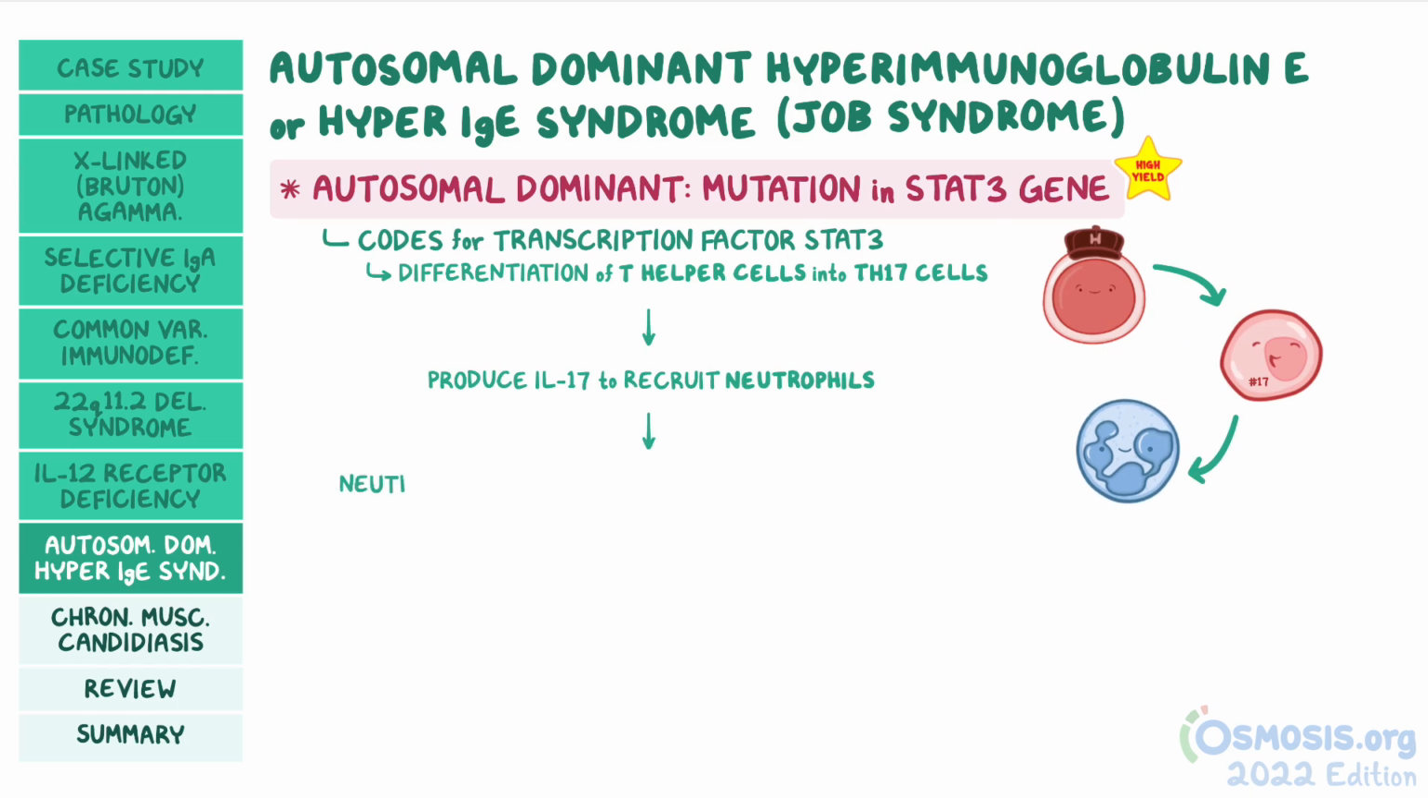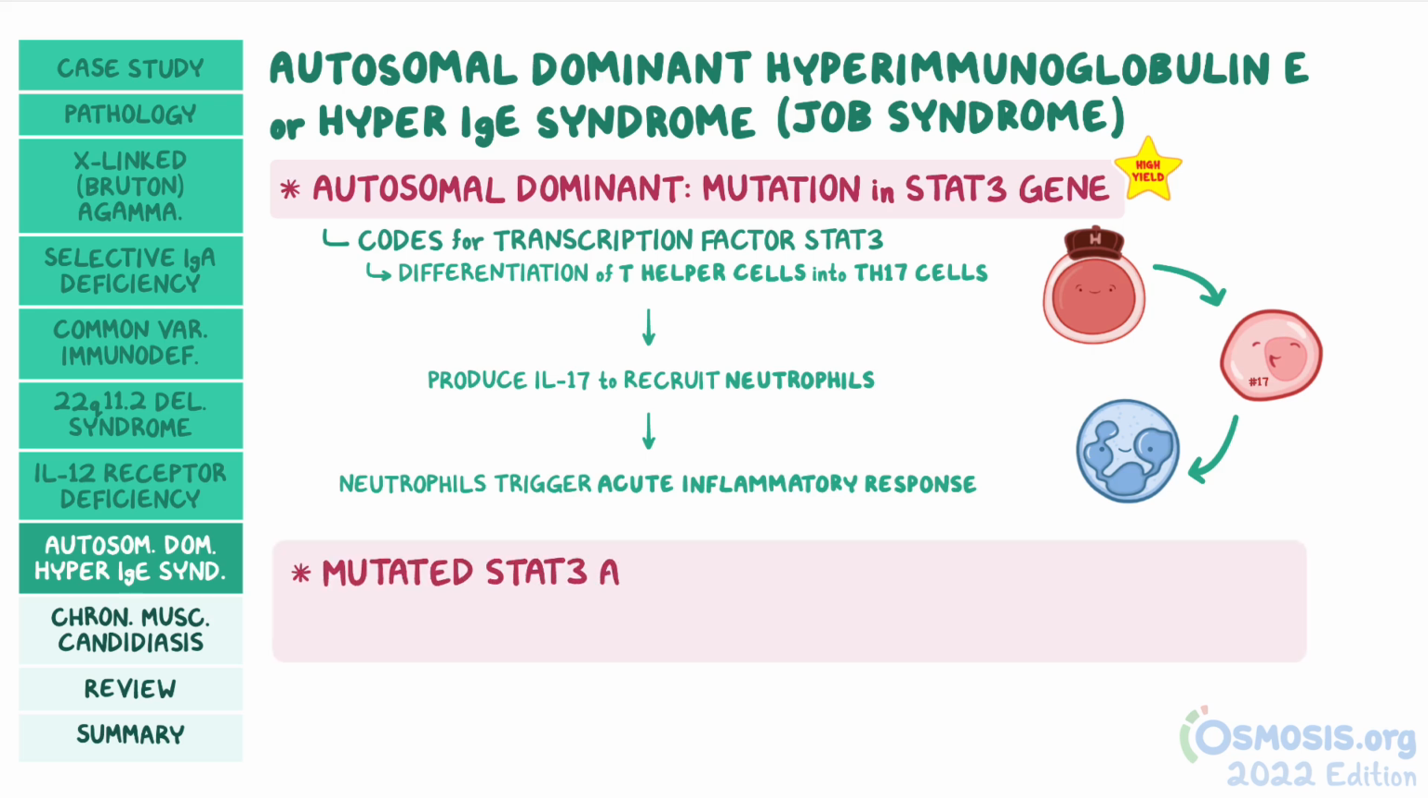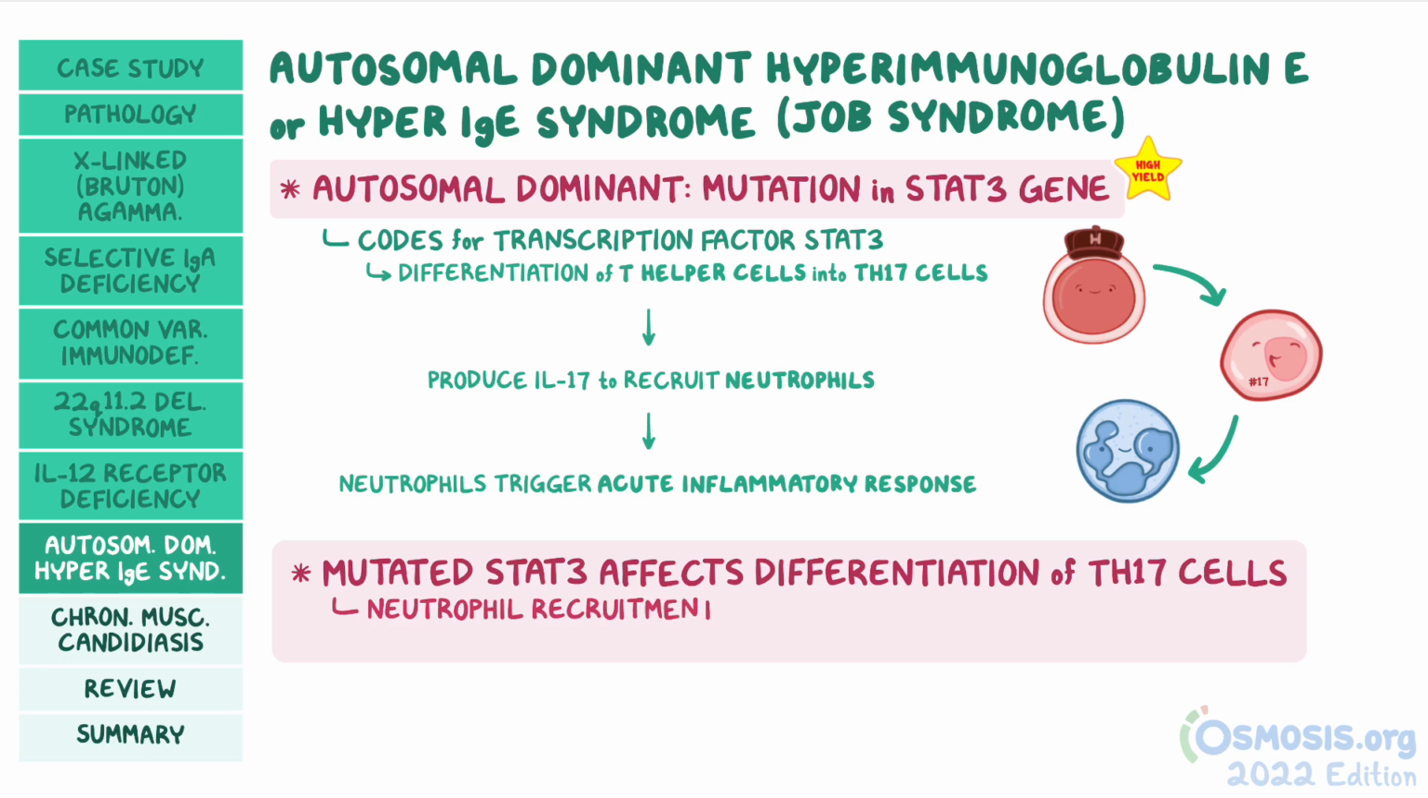Once there, neutrophils trigger an acute inflammatory response to get rid of the infectious pathogen. Now, in hyper-IgE syndrome, the mutated STAT3 affects the differentiation of Th17 cells. As a consequence, neutrophil recruitment is impaired, thus infections occur without an acute inflammatory response.